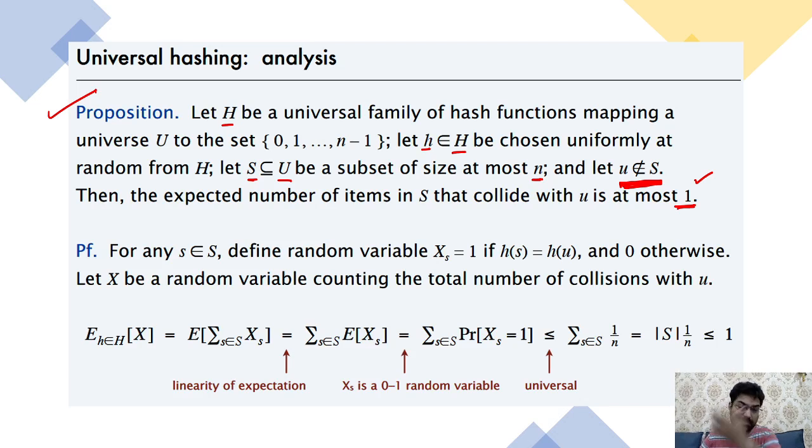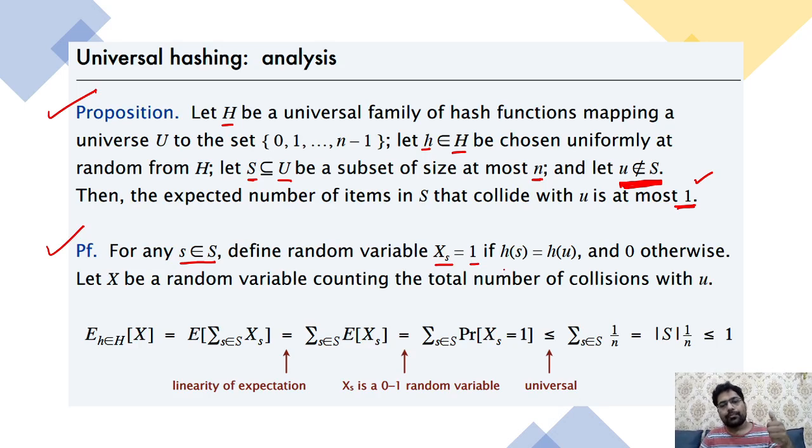Clear? As per the probability factor, as we have already discussed. So as per the proof, if small s belongs to capital S, small s is like u, because it's a kind of element. So as per the definition of random variable, xs is 1.